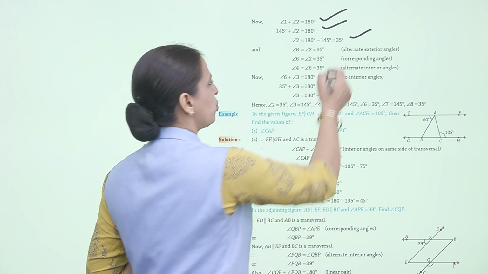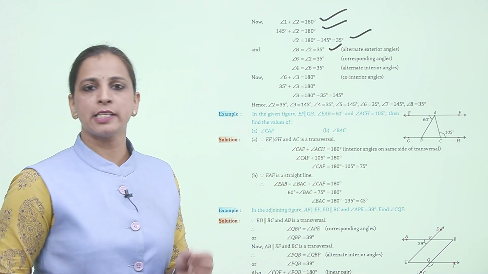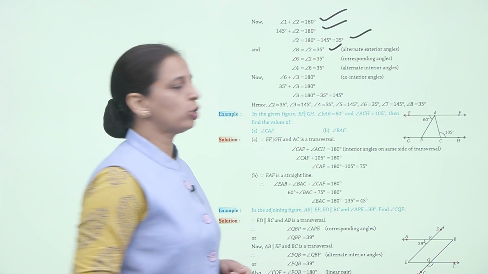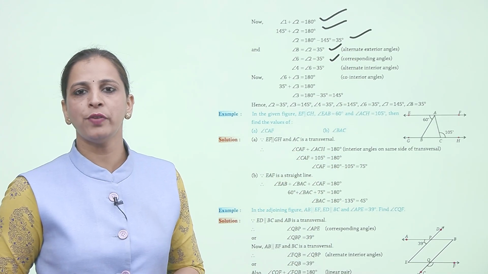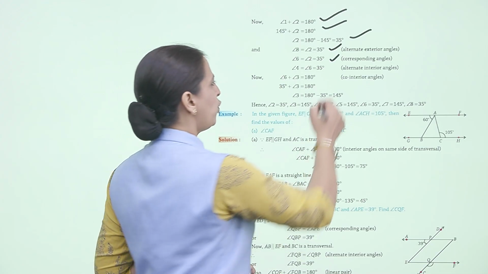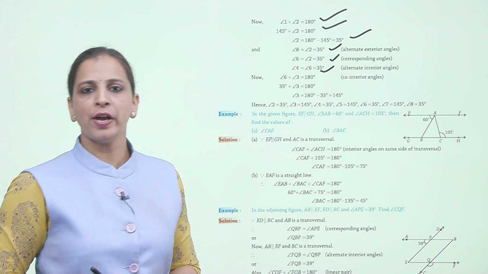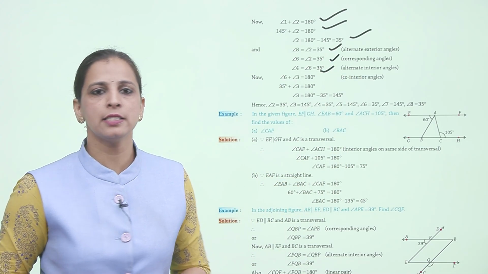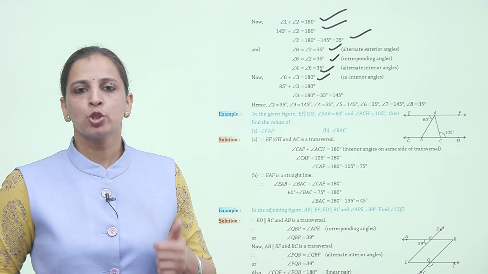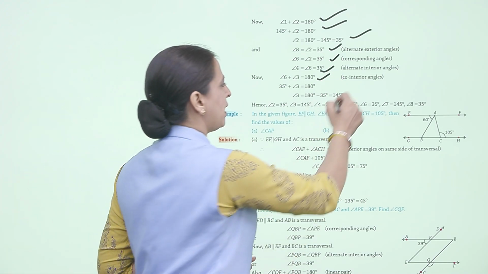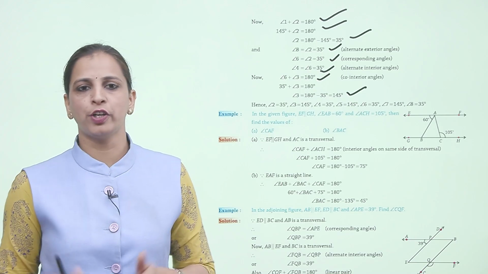And angle 2 is equal to angle 8, that is alternate exterior angles. So angle 8 is also 35 degrees. And angle 6 is equal to angle 2, which is equal to 35 degrees, corresponding angles. Angle 4 is equal to angle 6, that is 35 degrees, alternate interior angles. Angle 6 plus angle 3 is 180 degrees, co-interior angles. So angle 3 is equal to 180 minus 35 degrees, which is equal to 145 degrees.